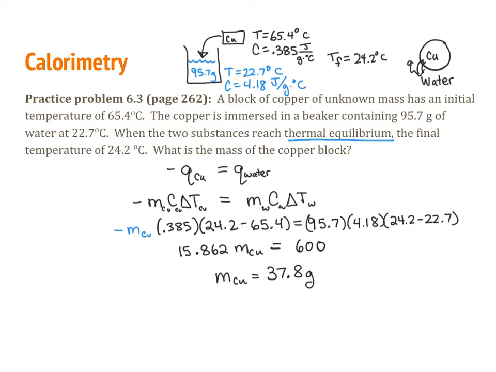It's also worth pointing out some important concepts here. Notice we had a very big temperature change for the copper, from 65 all the way to 24, versus a very small change in temperature for the water. And that's going to be in part due to two things. One, we've got about 3 times the mass of water as we do the mass of copper, and also the heat capacity of water is more than 10 times the heat capacity of the copper. So between that, I'm expecting the temperature change for the copper to be about 40 times the temperature change of the water, and it is.